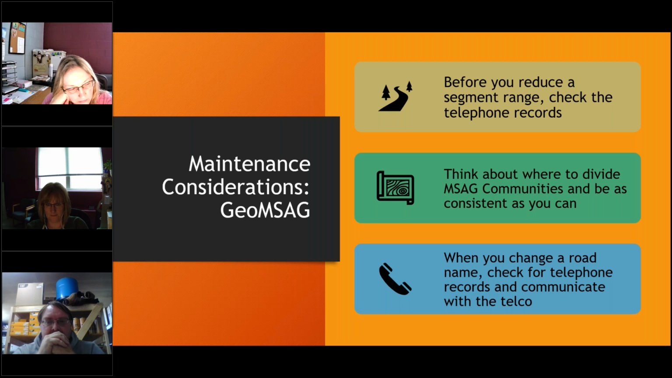And when you change a road name, either because you're correcting it or because of a change at the city or county level or whatever, check for phone company records, telephone records, and communicate with the telephone company that's going to need to change the road name. Because you can make small adjustments to a road name and the system will take it and will adjust those phone records. But if you change, you know, Main Street to Highway 19, those telephone records will become what is known as orphaned. And they won't process that change because it would leave some phone records unable to be routed appropriately.